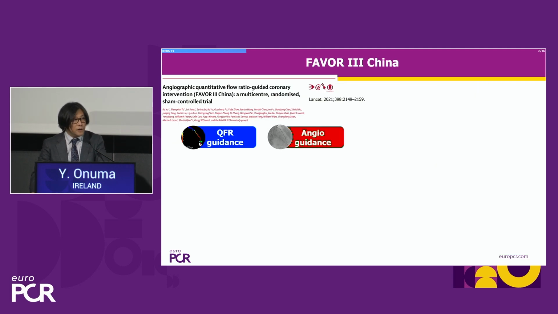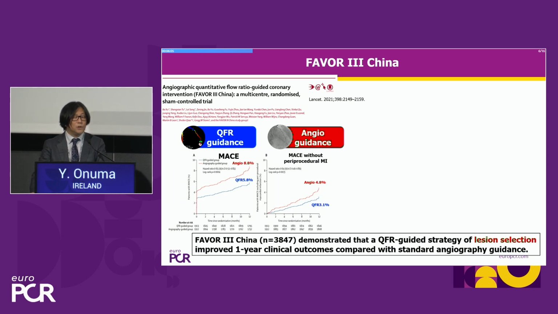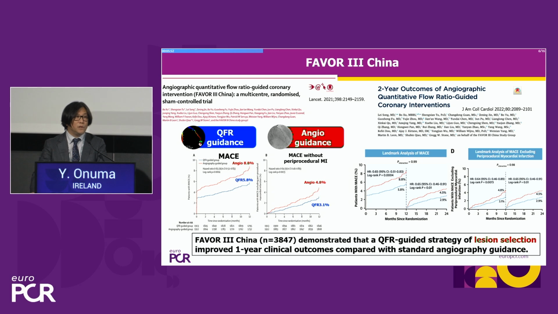FAVOR 3 China further looked at the clinical outcome of the QFR guidance versus angio guidance, and in that study they found that by doing the QFR guidance, the MACE rate was significantly reduced at 1 year. This is a large trial conducted in China, including 3,847 patients, and the difference between these 2 arms seems to also increase after 1 year up to 2 years.